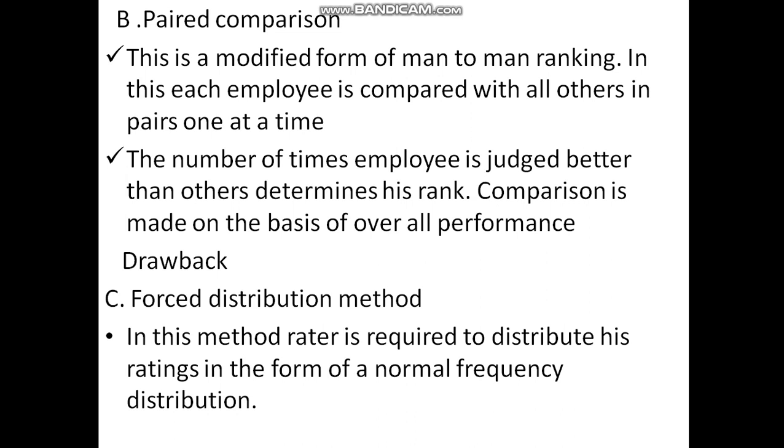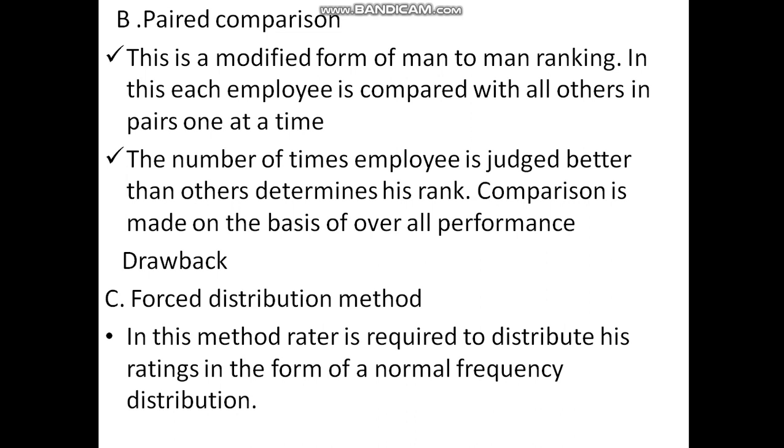This is a modified form of man-to-man ranking. In this, each employee is compared with all others in pairs, one at a time. The number of times an employee is judged better than others determines his rank. Comparison is made on the basis of overall performance.